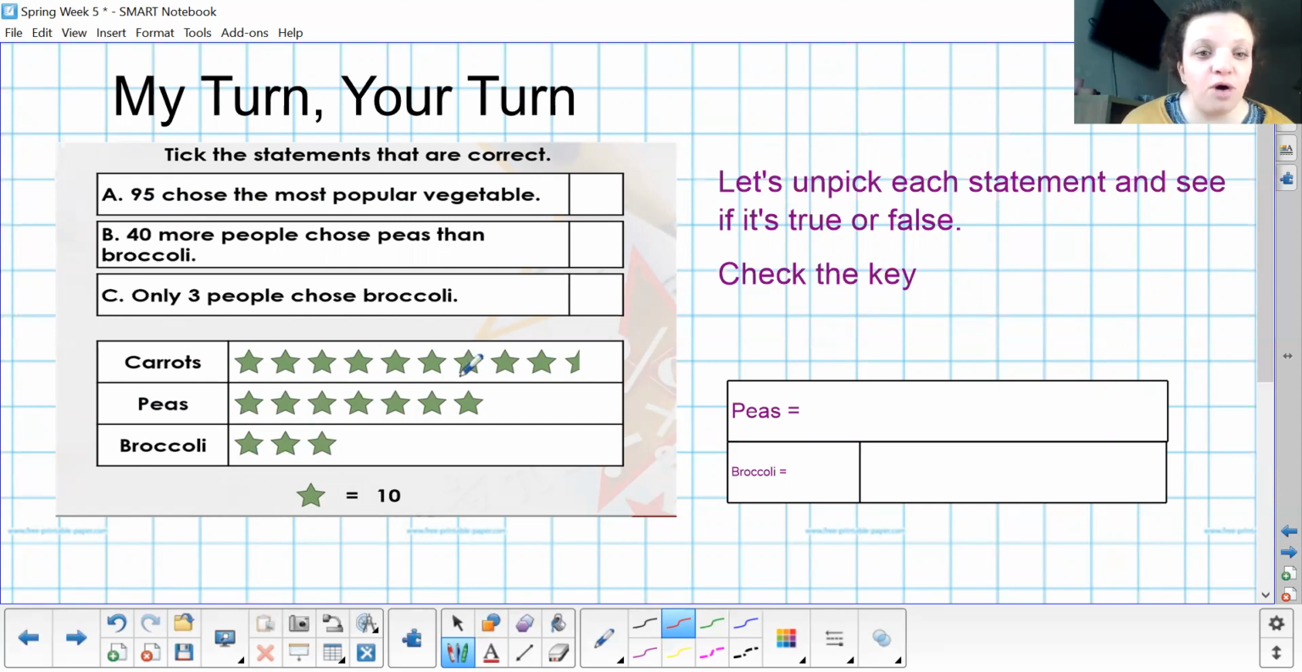Okay, well done. So the most popular vegetable, the one with the longest amount of stars, is our carrots. So let's count our stars and see if we are right. So each star is 10.